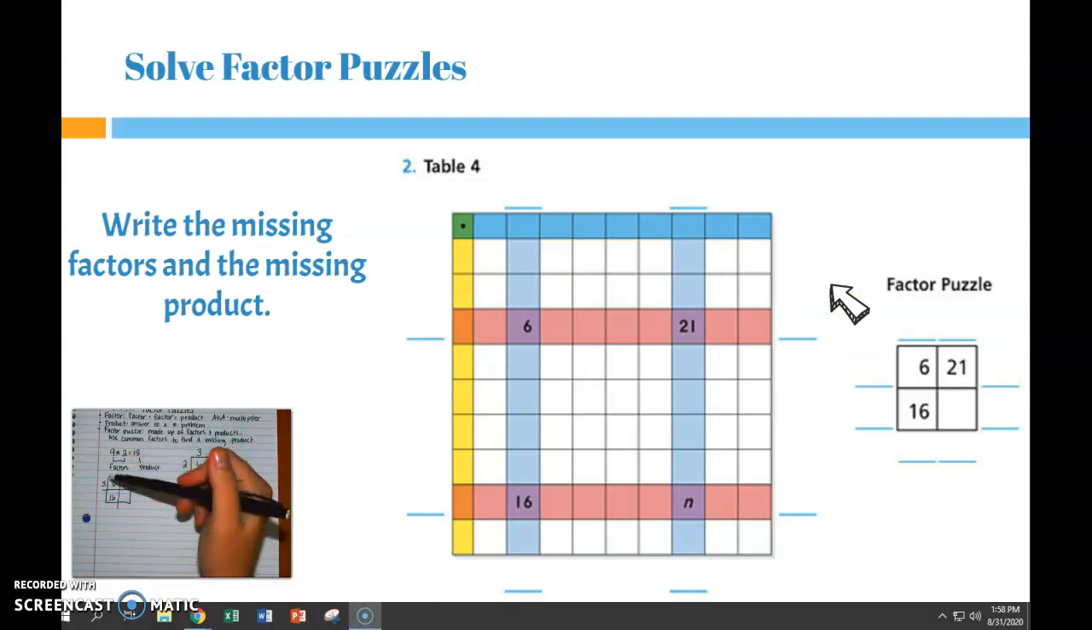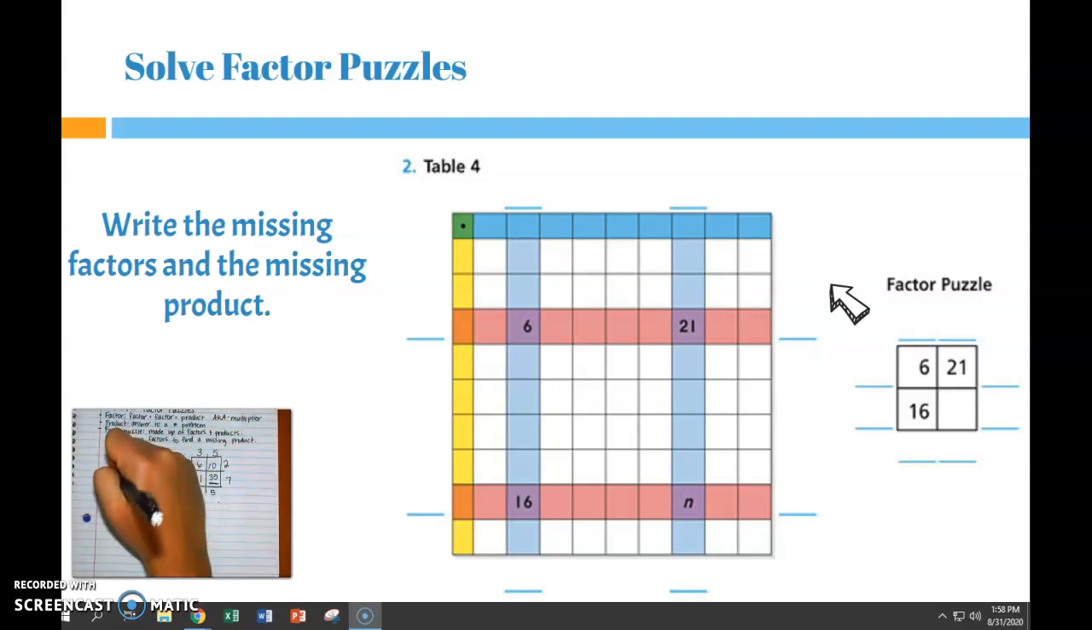So the next thing I can think to myself is 3 times what gives me 6? That number would be 2. Is 16 divisible by 2? Yes. That means 2 is a common factor between 6 and 16. 2 times what gives me 16? 2 times 8 gives me 16.